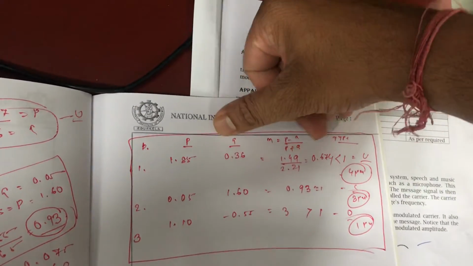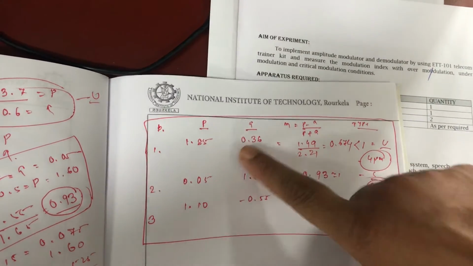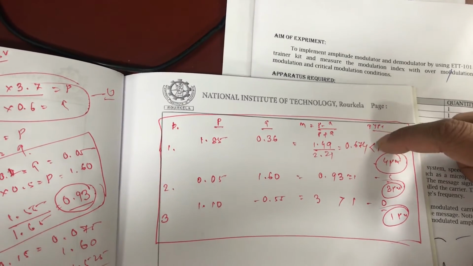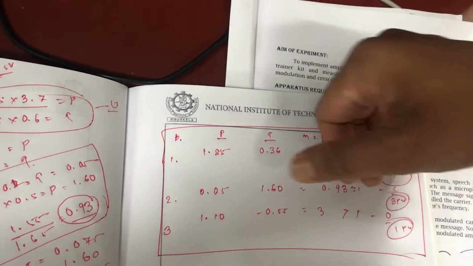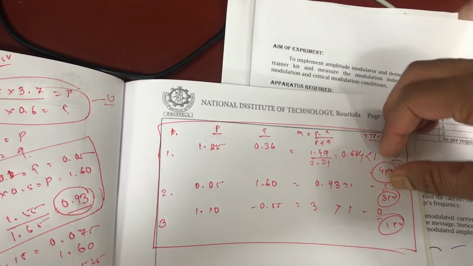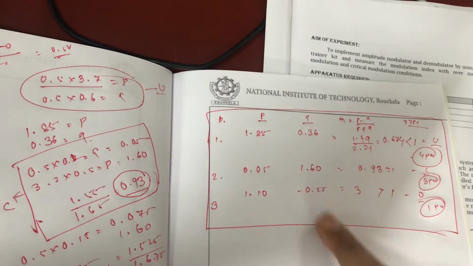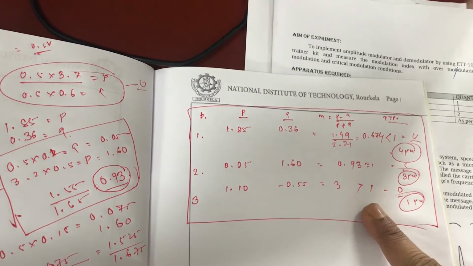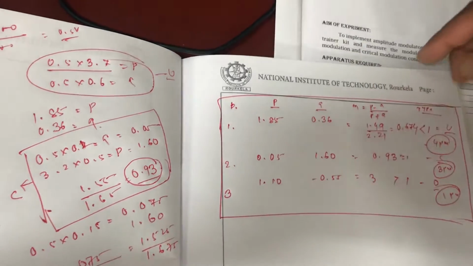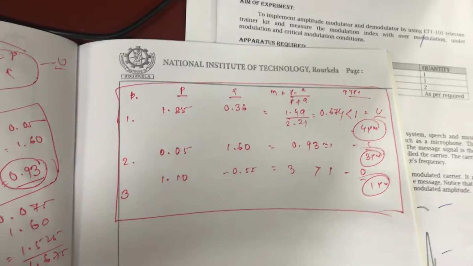You see, I have found my three p values. This is the q value, and this is m. A value less than 1 is under modulation, and 0.05, 1.60, 0.93, approximately 1, so this is the critical modulation. And for p and q minus 1, it will be 3, greater than 1, it is over modulation. So in this way you can find out three types of modulation using your simple message signals.